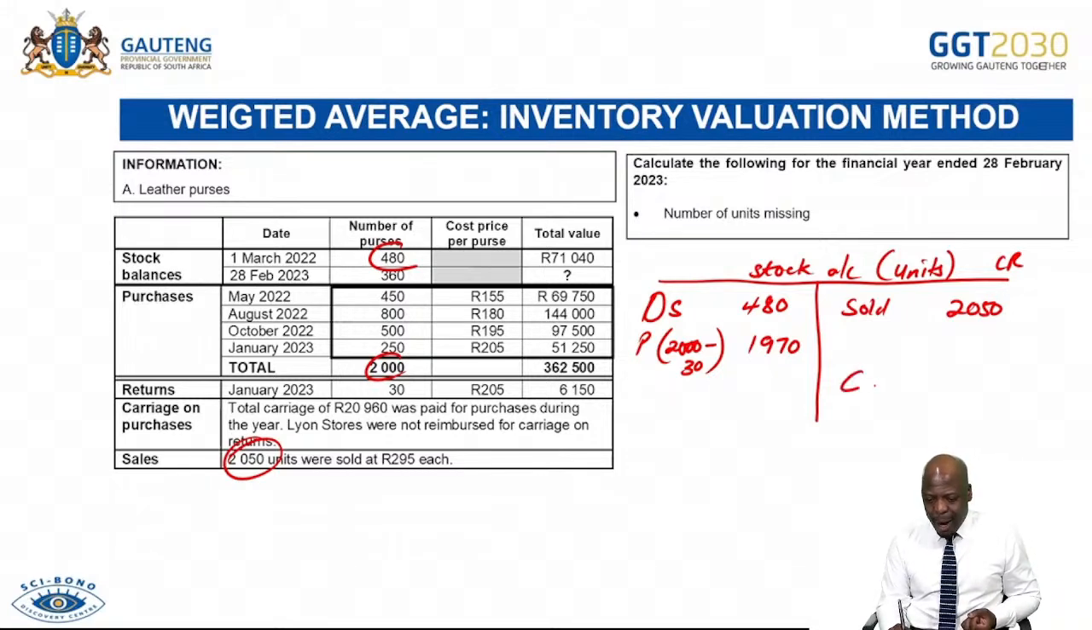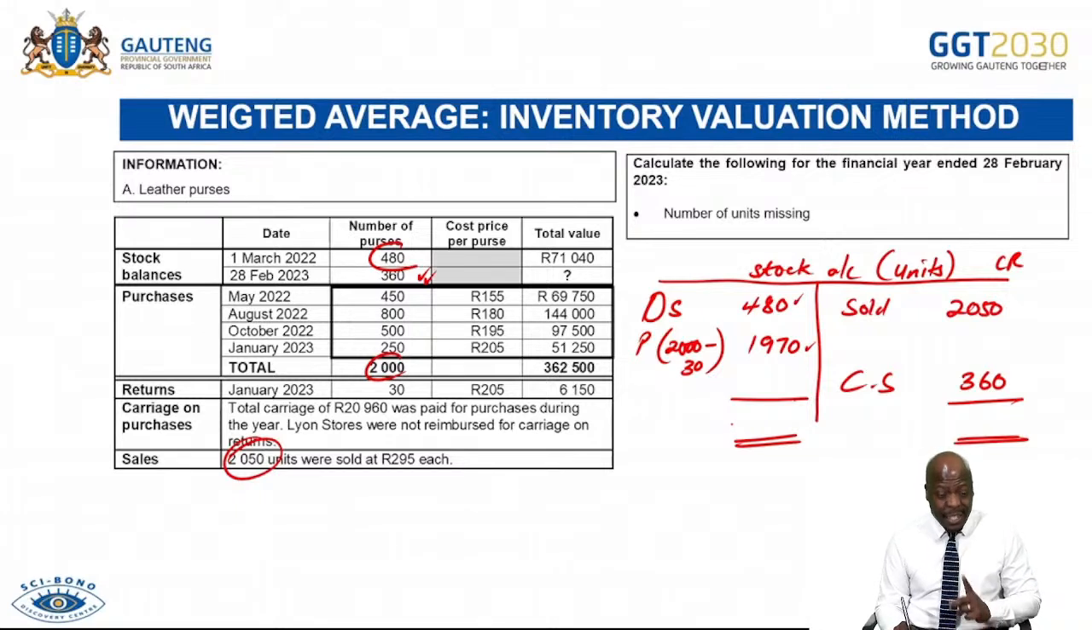And then you're going to have your closing stock, the CS. How many units is my closing stock? 360. So this is what I then have. Then I'm going to say 480 plus 1970. You guys have calculators. Let me see how much you're getting. 2450. Then I'll say 2450 minus 2050 minus 360. How much do you see on your calculator? 40. Then that 40 is what we call missing.